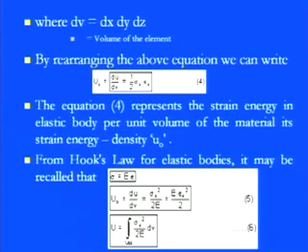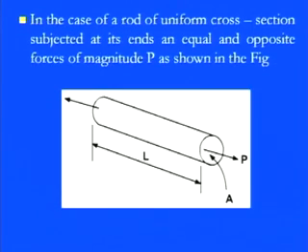Since this is an elemental part, if you consider the whole body, you need to integrate over all the small segments. If you integrate in the same domain, the internal energy, the strain energy within that internal part, is equal to the integration over the whole volume of sigma x square divided by 2E into dV. Within the volume domain, you get the total energy by summing up or integrating those terms. Now take the case of a rod of uniform cross section subjected at its ends to equal and opposite forces.